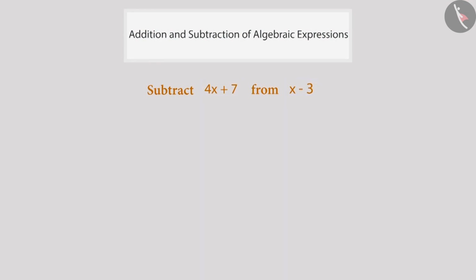We should always keep in mind that at least the second expression should be written inside the brackets. This is because we have read that when we subtract one or more terms from an expression, the signs of all the terms change. Thus, upon opening the brackets, we get this: positive x becomes negative x and negative 3 becomes positive 3.